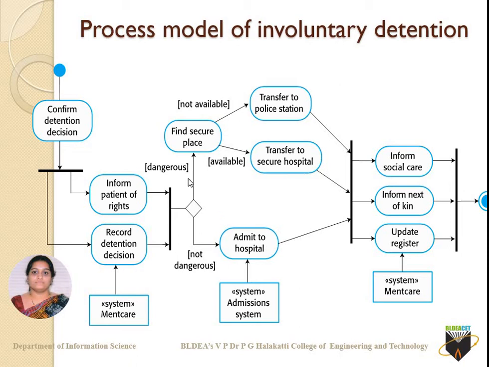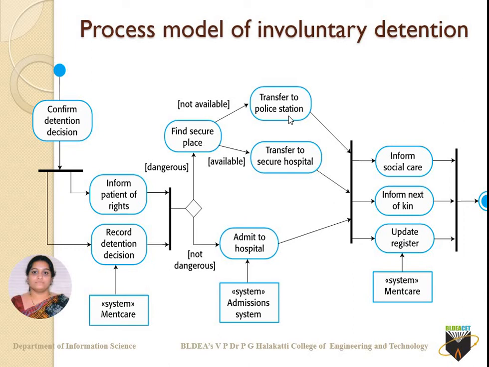And if the things are like minor injuries or something like that, so it's not dangerous, at that time you directly admit to the hospital. When we do an admission to the respective hospital, you are looked across by this particular admission system, and this happens to be the input for admit to hospital. When you admit to hospital, transfer to secure hospital, or transfer to police station, all of them are concurrent activities that do not all happen at a time.